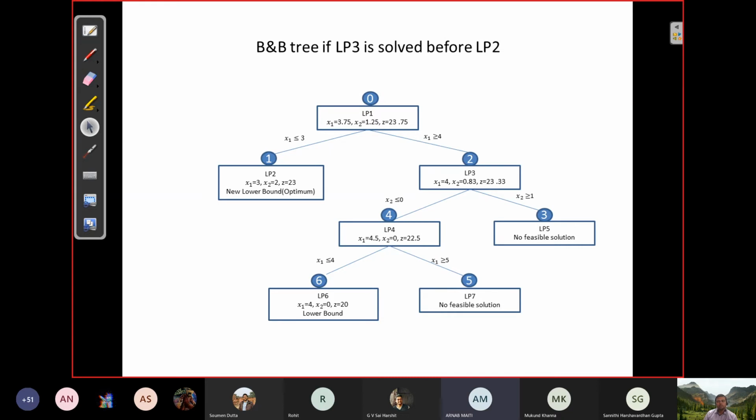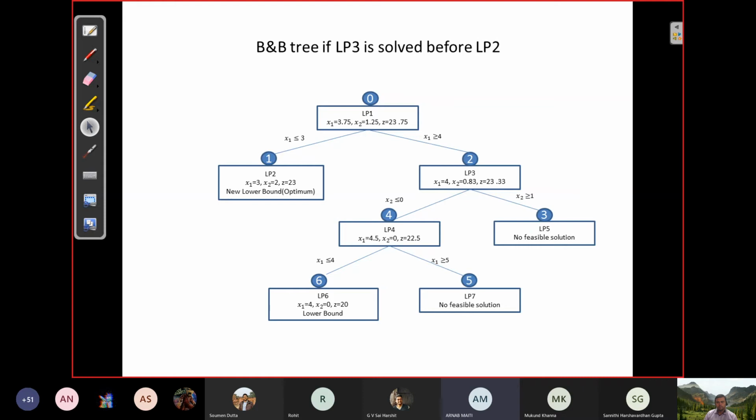Since we are doing depth first search and that too starting from the right node, first it will explore the x1 greater than or equal to 4 constraint. Then it will go to that LP3 node and since we are doing depth first search, it will continue. So then it will pick up the x2 greater than or equal to 1 constraint and go there. And it sees that there is no feasible solution, then it will come back to LP3 and next it will go to the left node by following the constraint x2 less than or equal to 0 and it will get a value.